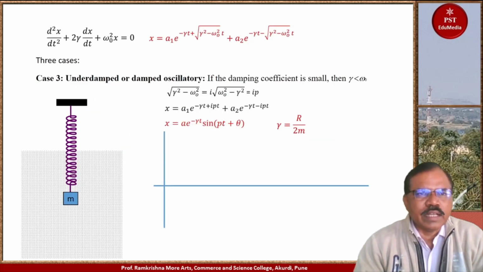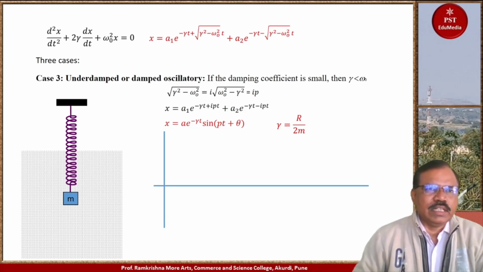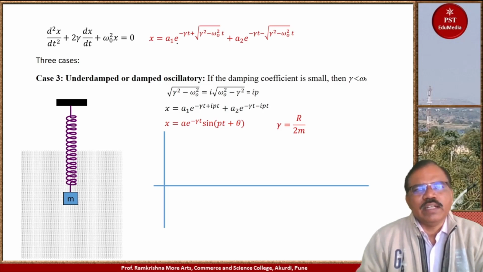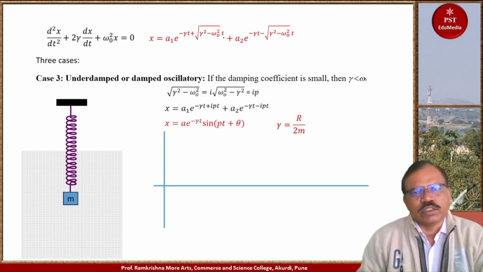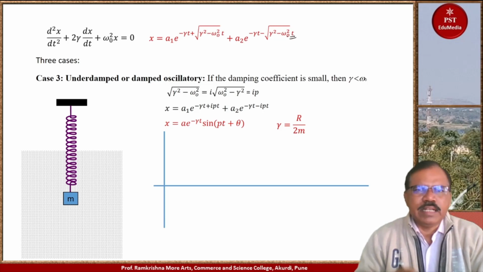Now we'll go to the third case, under damped or damped oscillatory. We know d2x by dt square plus 2 gamma dx by dt plus omega 0 square x is equal to 0, where x is equal to a1 e raised to minus gamma t plus square root of gamma square minus omega 0 square multiplied by t, plus a2 e raised to minus gamma t minus square root of gamma square minus omega 0 square multiplied by t.